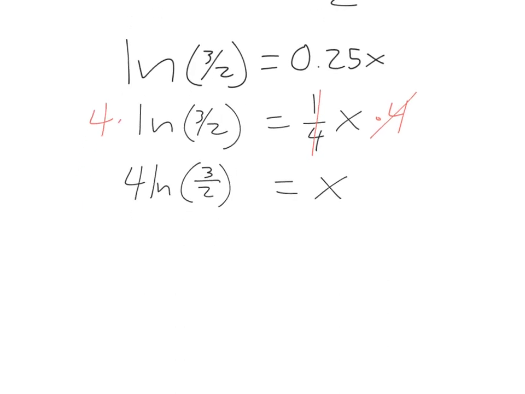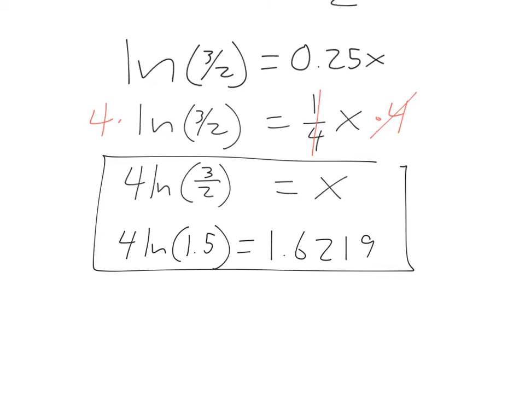Now we're ready to go to our calculator. And 4 ln of 3 halves is 1.6219 approximately. Okay. So that's all the same thing. I just wrote it here as 1.5 to show you it's the same thing, and that's our decimal answer. So these are our exact, this is the decimal.